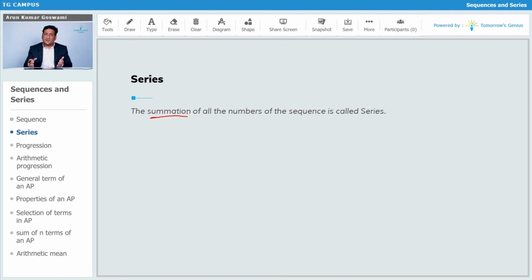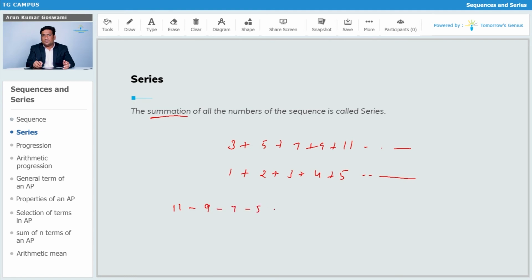Like 3 plus 5 plus 7 plus 9 plus 11, we can call this a series. And also we can say 1 plus 2 plus 3 plus 4 plus 5 is also a series. It is not like we have to always write addition, we can use subtraction also, like 11 minus 9 minus 7 minus 5 minus 3 minus 1. So this is also a series. It can go into negatives also. So like that we have series.